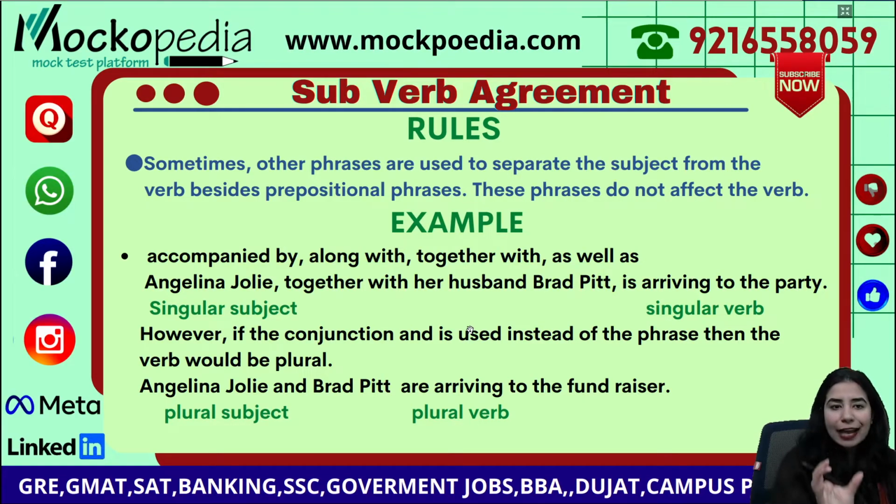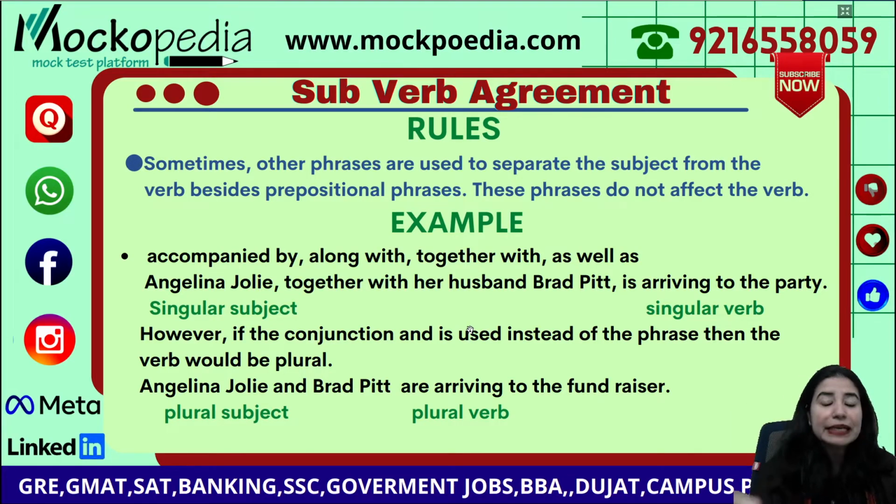Let's see how. "Angelina Jolie, together with her husband Brad Pitt, is arriving to the party." I know this is really confusing, but what do we do? Grammar, we have to respect; we have to pay our due diligence to the rules, right? Ideally, there are two people, but still, we are going to use the verb which is singular, only when you have these four phrases: accompanied by, along with, as well as, together with. If I say, "Angelina Jolie along with her husband Brad Pitt," then also we are going to say "is arriving to the party." If I say, "Angelina Jolie as well as her husband Brad Pitt is arriving to the party," right?